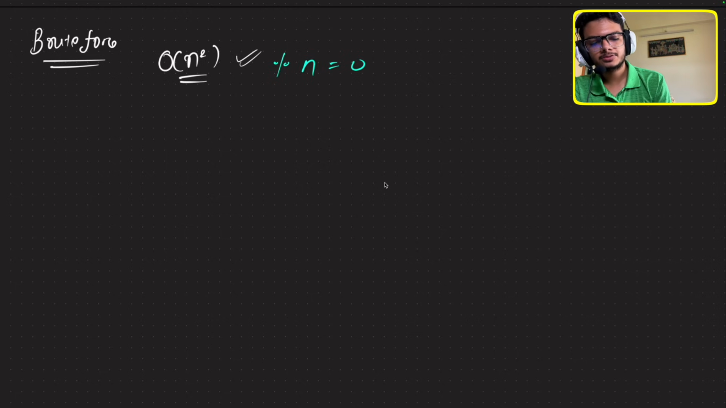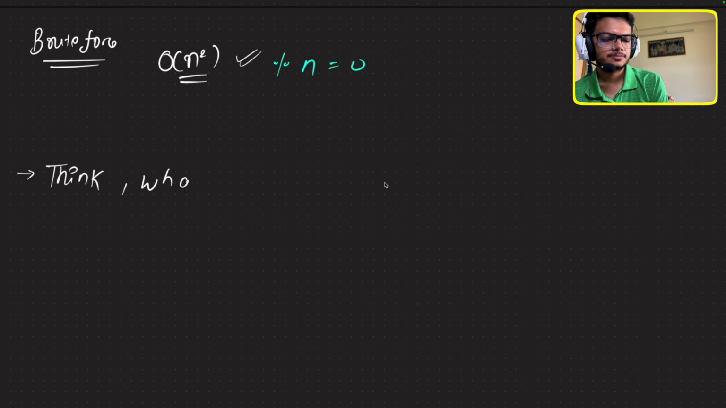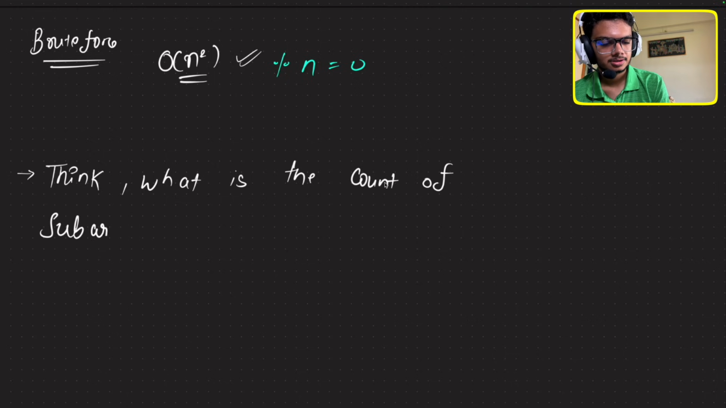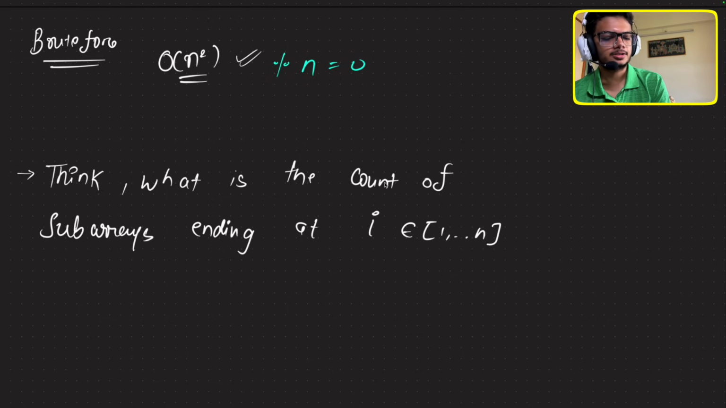Okay, so if brute force doesn't work, then what are we going to do? I guess this is a recurring theme in subarray based questions. We try to think: what is the count of subarrays ending at i, for all i belonging to 1 to n, and of course divisible by n, right?